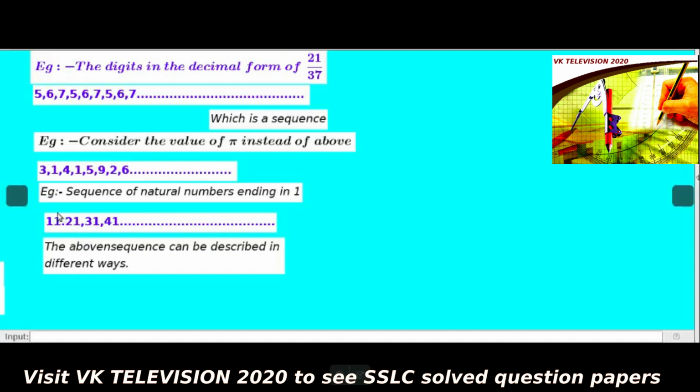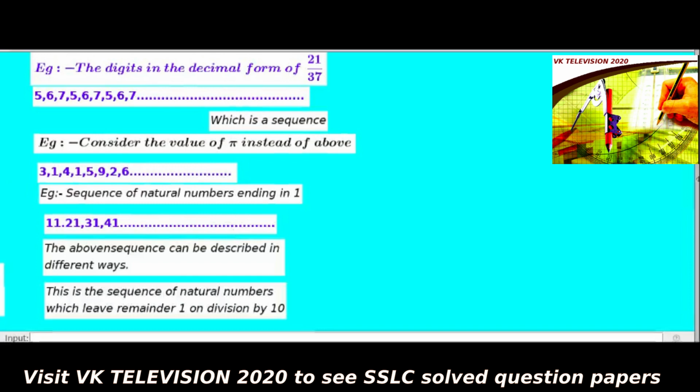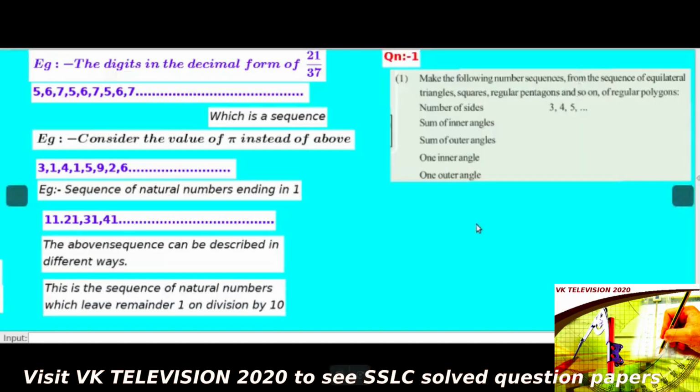Okay, this sequence can be described in another way. When we divide each term of the sequence by 10, we get the remainder as 1. That is the sequence of natural numbers which leave remainder 1 on division by 10.